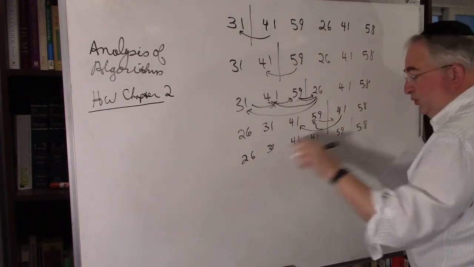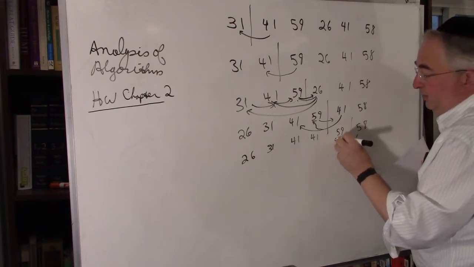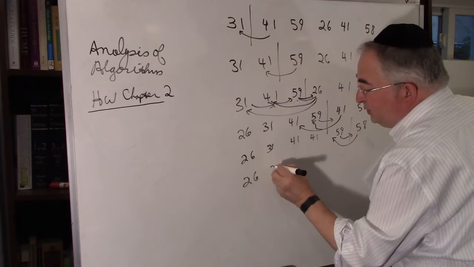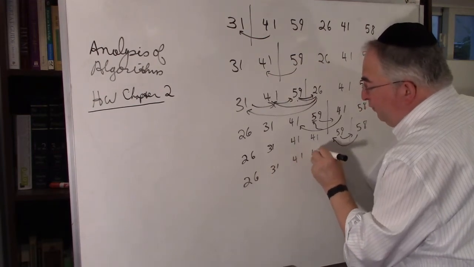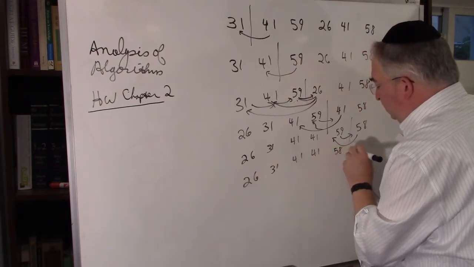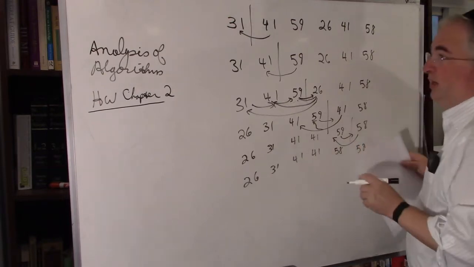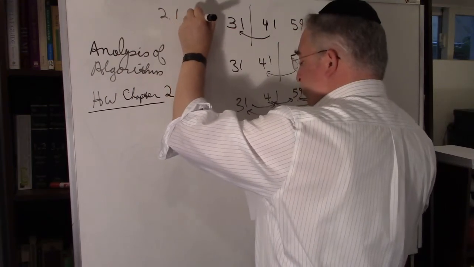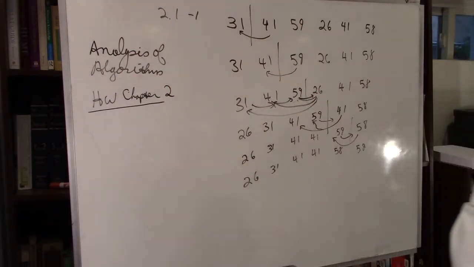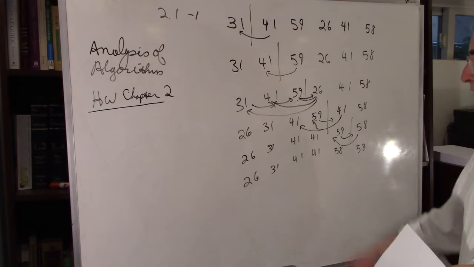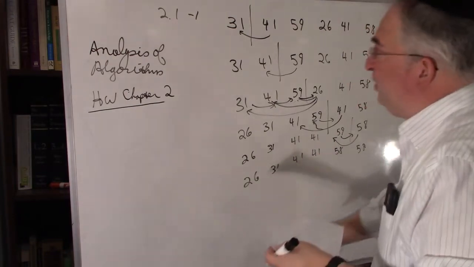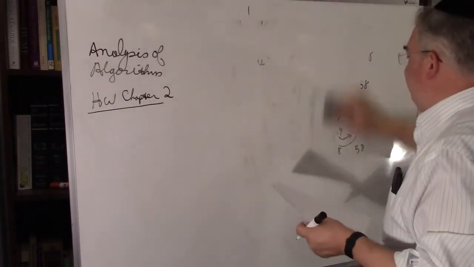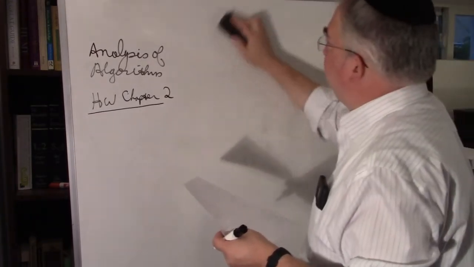All this is ordered, this is not ordered, and then you're going to bring this in here, this goes here, and so your final answer is 26, 31, 41, 41, 58, 59. So this was problem 2.1-1. Very easy. You wouldn't want such a question on the test. Probably too easy for a test question. Okay, next.